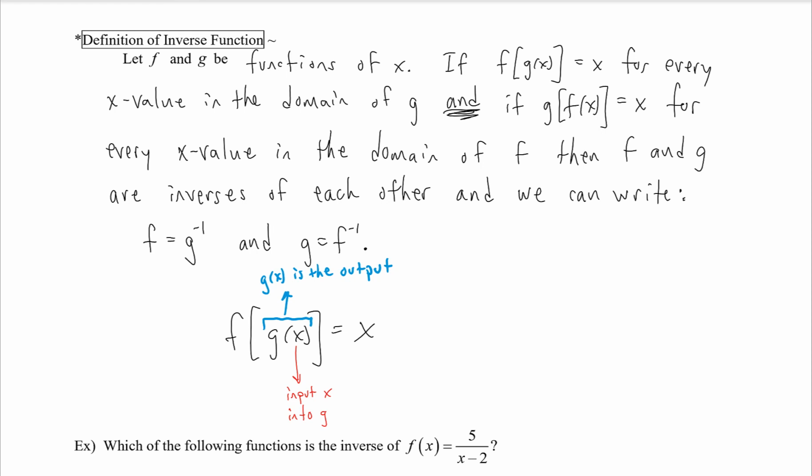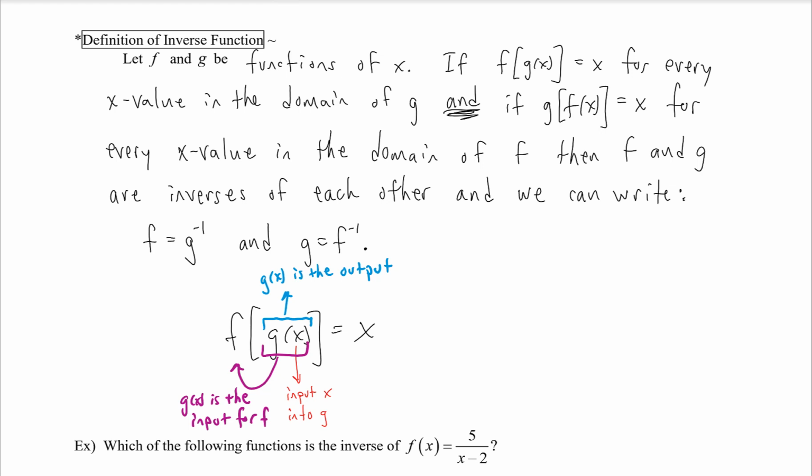That's the output. But look what we do with it now. Then g of x is the input for function f. So basically, let's walk through that again. You take a number x from the domain of g, you plug it into g, it gives you back g of x, an output. But that output now becomes the input for the other function f. So you plug it in, and let's see what we get.